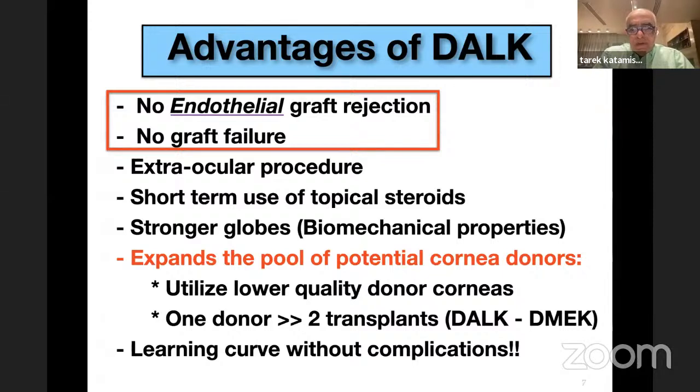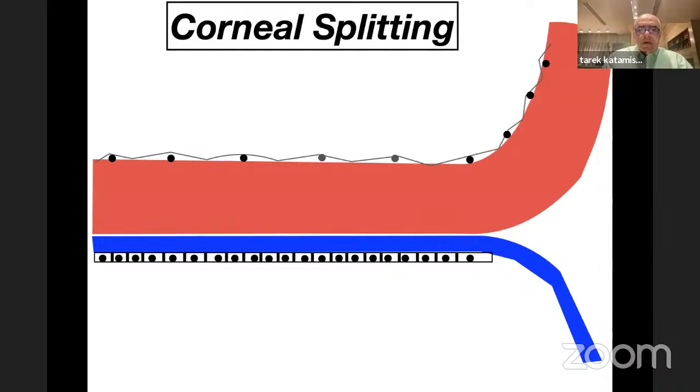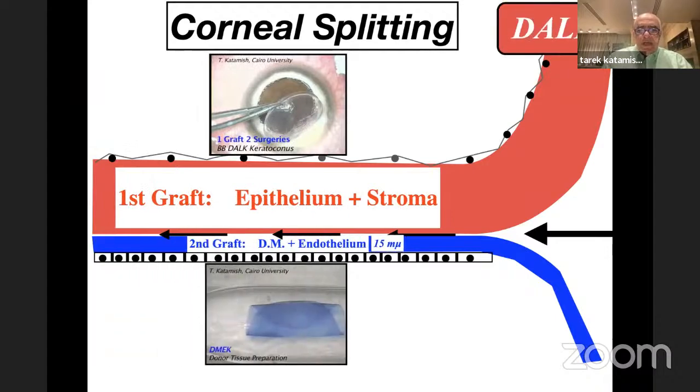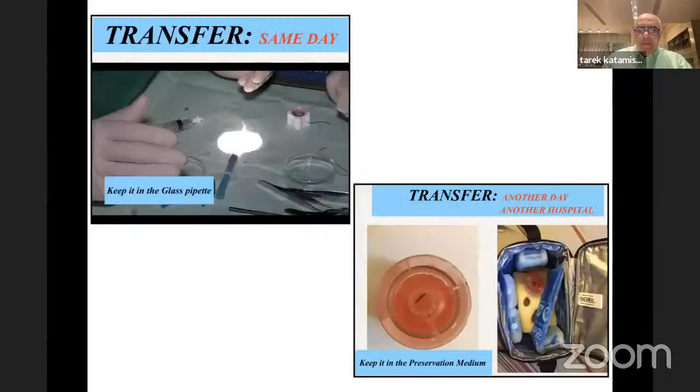And there is another important advantage of DALK over PKP: it expands the pool of potential cornea donors. We can utilize lower quality donor corneas, and we can use one donor graft for 2 transplants, DALK and DMEK. So this is the concept of corneal splitting. We split the cornea into 2 grafts: stroma and epithelium for DALK, and endothelium and Descemet's membrane for DMEK. We can use the DMEK graft at the same time, or transfer it to another hospital or to another day in an ice box.